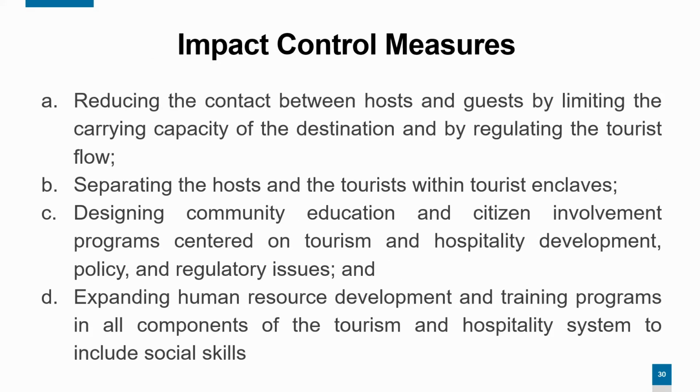So, a number of control measures can be adopted to decrease the negative change in an area. The first one is reducing the contact between host and guest by limiting the carrying capacity of the destination and by regulating the tourist flow. Second, separating the host and the tourist within tourist enclaves. Third, designing community education and citizen involvement programs centered on tourism and hospitality development, policy and regulatory issues. And fourth, expanding human resource development and training programs in all components of the tourism and hospitality system to include social skills like interpersonal relations and networking referral tactics.